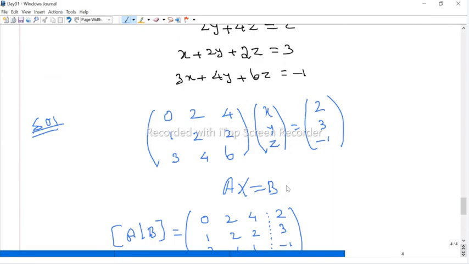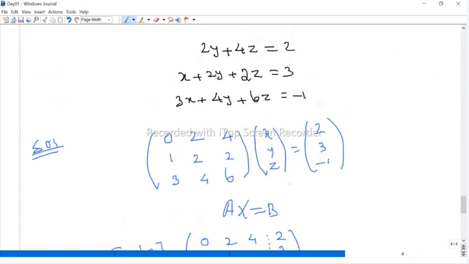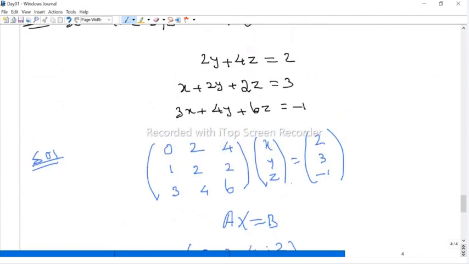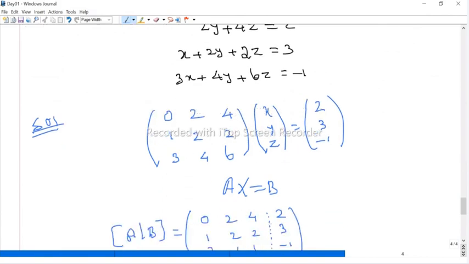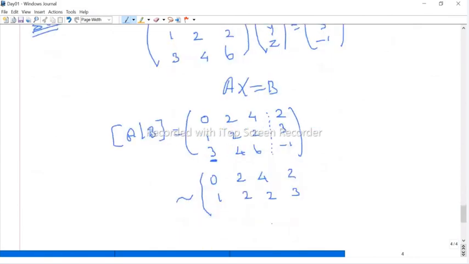Better we interchange the rows. Usually the first entry is always considered 1. Therefore, interchange the first row and the second row, because we can interchange. That is also an elementary row operation. So better we interchange the second row and the first row, because that is also a row operation.